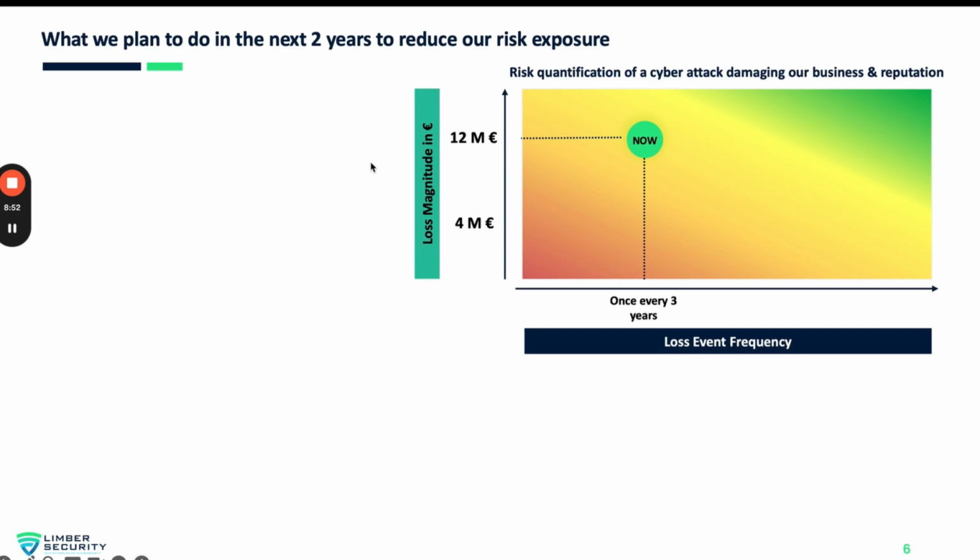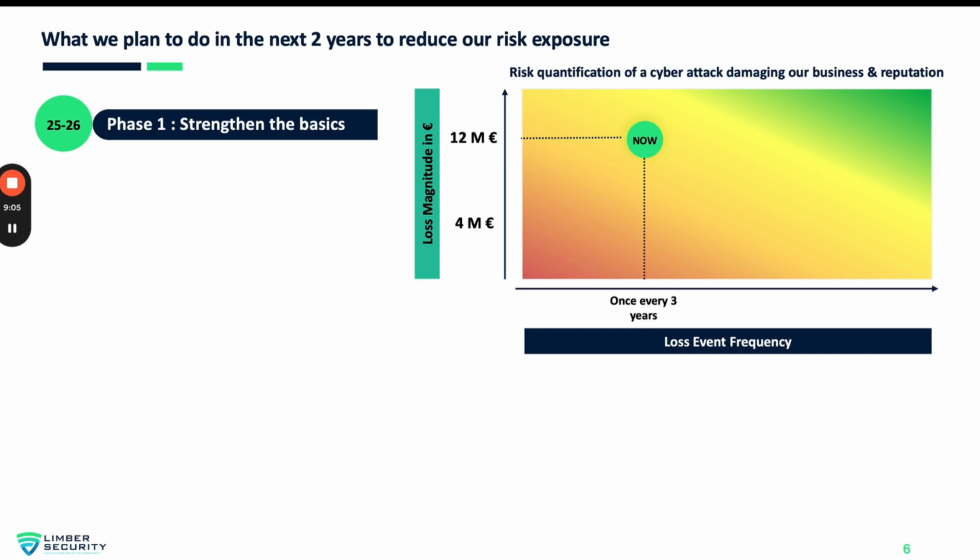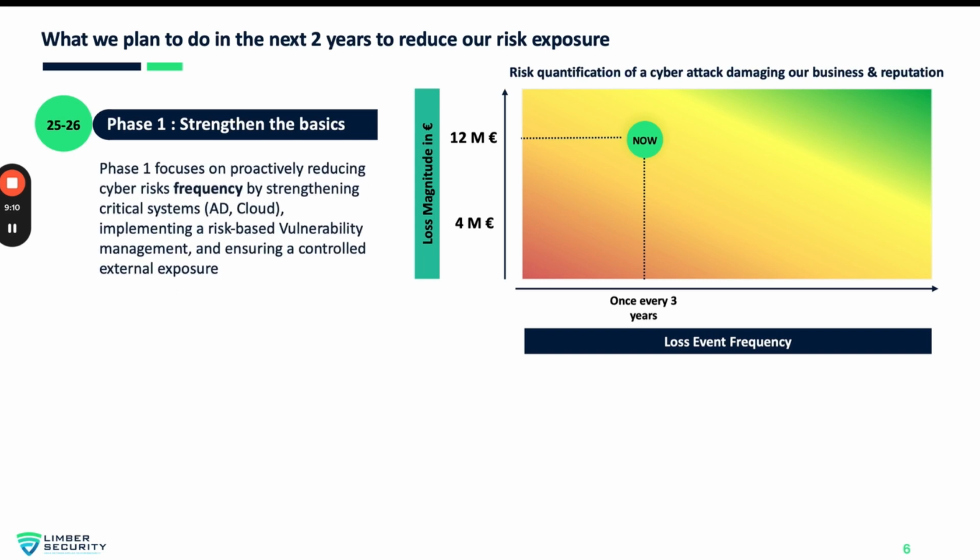So we imagine here that a cyber attack damaging the business would cause 12 million euros and can happen once every 3 years. And you can say that your cybersecurity program has two phases. One, to strengthen the basics, so more in the protection part, which will reduce the loss event frequency, not necessarily the impact. And we will go from once every 3 years to once every 5 years following phase 1.